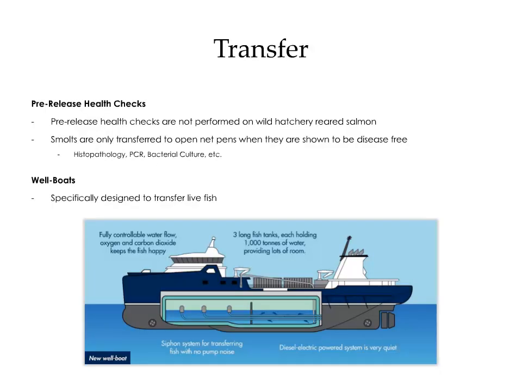Pre-release health checks are conducted on smolts before they're transferred to sea. The transfer will only occur when the fish are shown to be disease-free. Health checks include histopathology, PCR, and bacterial culture. It's worth noting that pre-release health checks are not performed on wild salmon reared in hatcheries. The smolts are transferred via wellboats, which are large ships that are specifically designed to host live fish. Think of them as mobile aquariums.